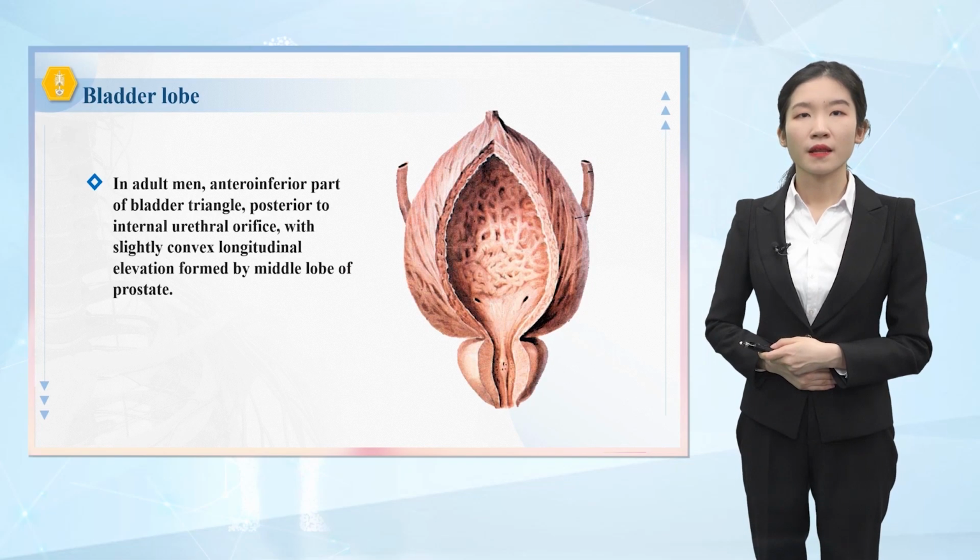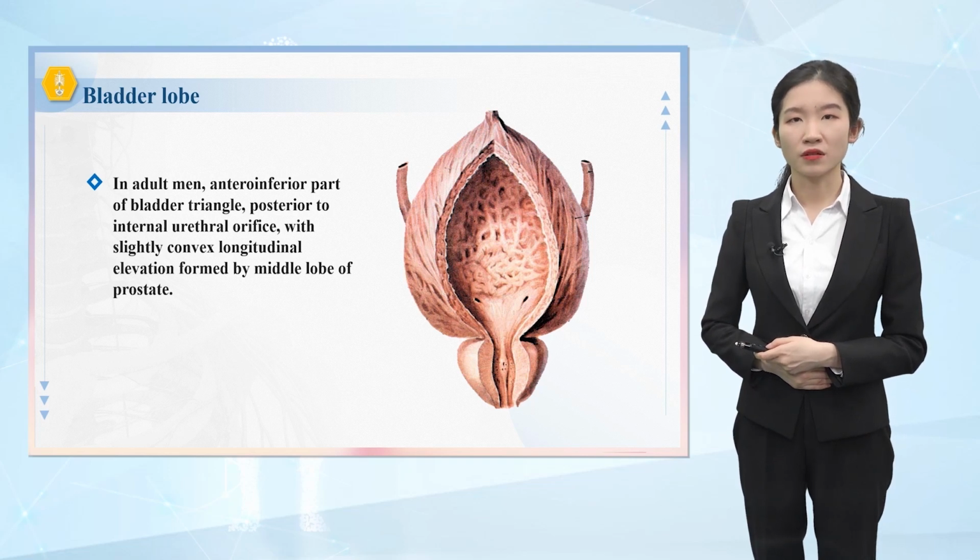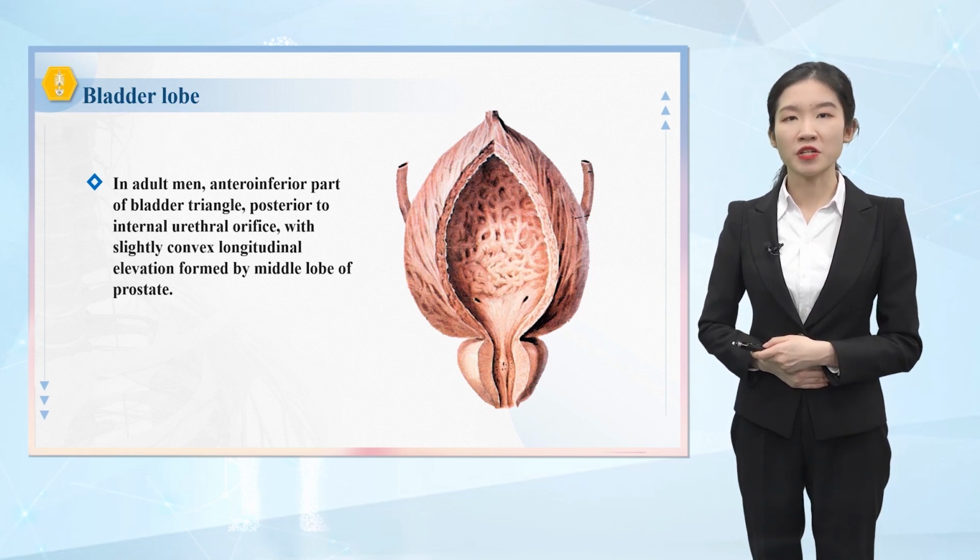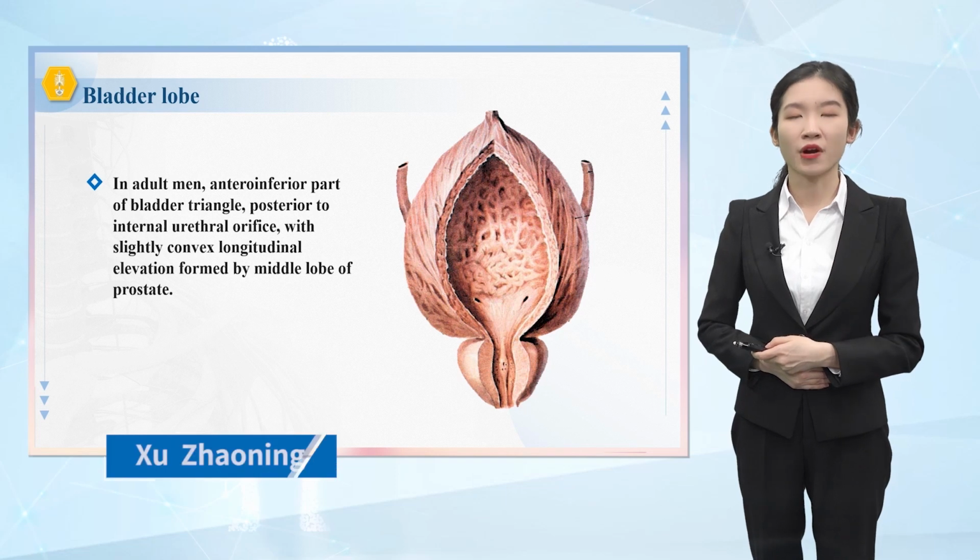Uvula of bladder. In adult men, at the anterior inferior part of the bladder triangle, posterior to the internal urethral orifice, there is a slightly convex longitudinal elevation formed by the middle lobe of the prostate.